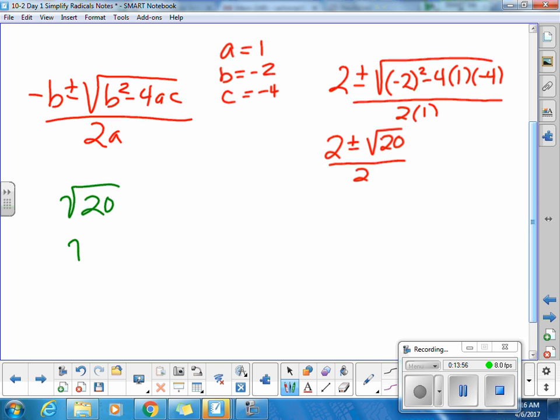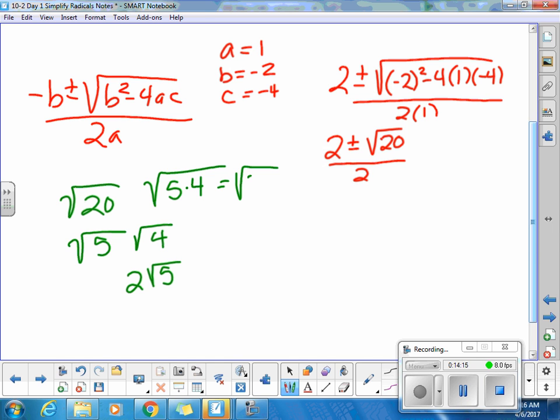And we know that that's the square root of 5 times the square root of 4. Square root of 4 is the number 2. So we have 2 square root 5. Or I could have done square root of 5 times 4, and then rewritten it as square root of 5 times 2 times 2. I have 2 together, so 1 comes out, and you get 2 square root 5. But either way, it's 2 square root 5. So now I have 2 plus minus 2 square root 5 over 2.